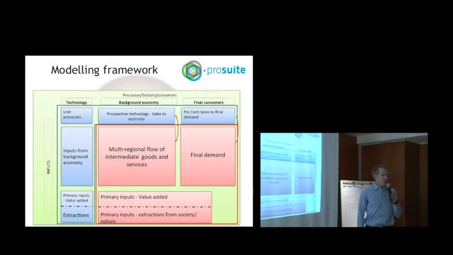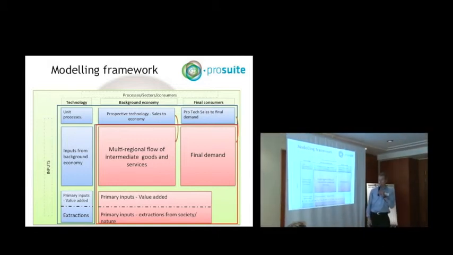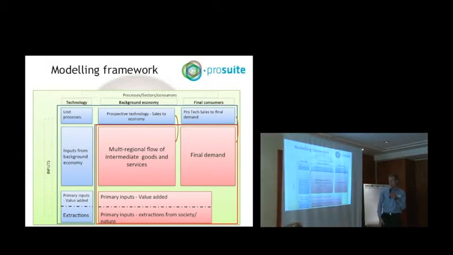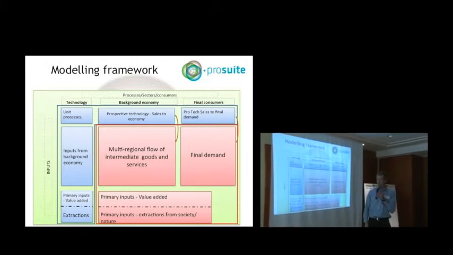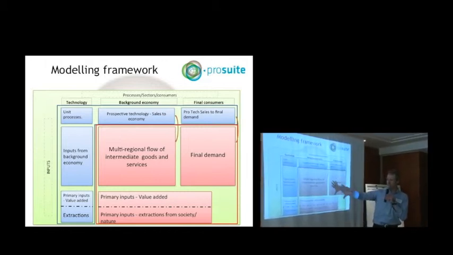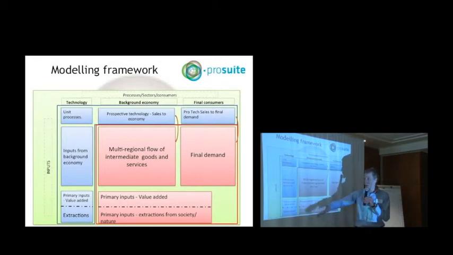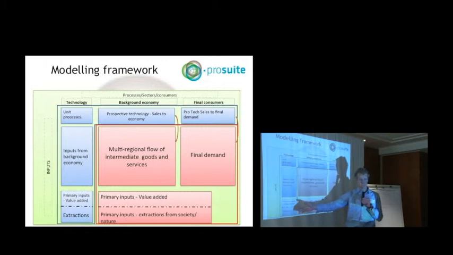Just to flatten this out into a 2-dimensional picture, maybe this is a bit too small and a bit too complex for here, but I thought it would give you an idea of a flat picture of the framework. What we tried to do essentially was have life cycle inventories, but in monetary terms, as foreground processes. So we represent our prospective technology and our reference technologies as unit processes in the economy.